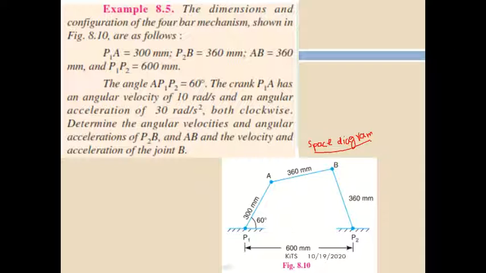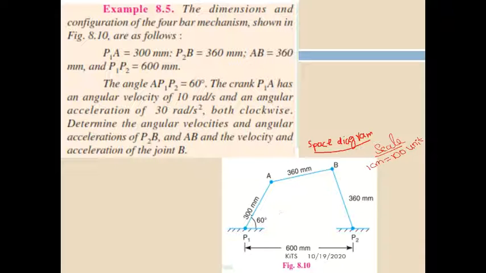We will start. So first you have to draw the space diagram. You can't draw a 36 centimeter line, because 360 mm means 36 centimeter. So you can't draw like that. Better you do one thing: you scale it like this. Scale: 1 centimeter equal to 100 units.